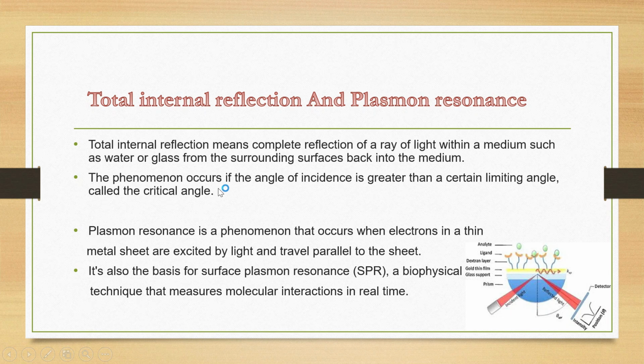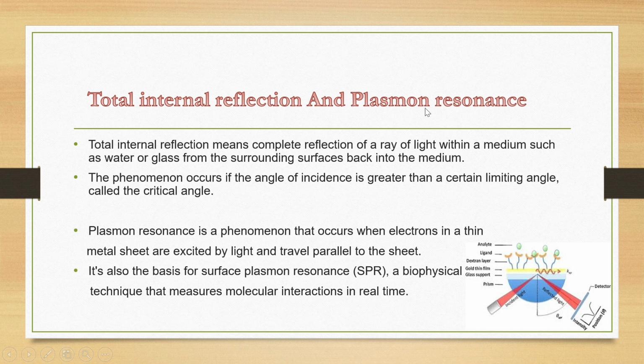Firstly, we will see a small presentation about total internal reflection and plasmon resonance. Total internal reflection means complete reflection of a ray of light within a medium such as water or glass from the surrounding surface back into the medium. The phenomenon occurs if the angle of incidence is greater than a certain limiting angle, known as the critical angle. We will see how to calculate total internal reflection in the tutorial.